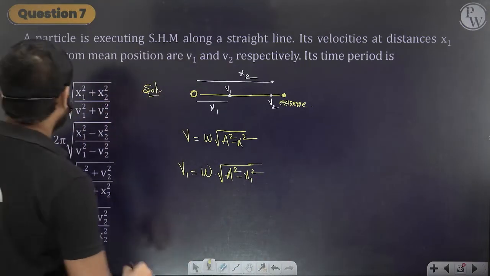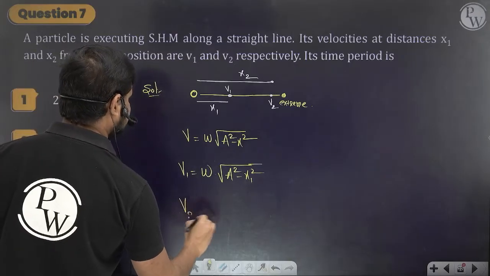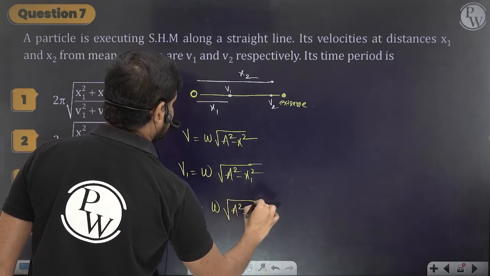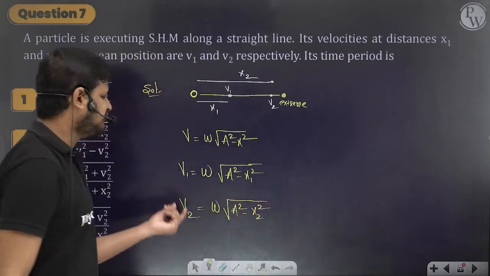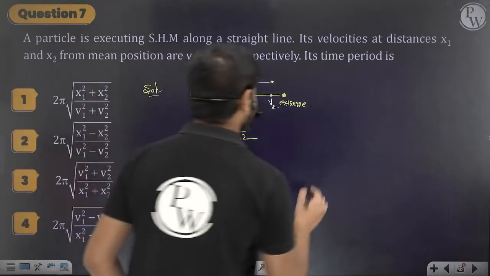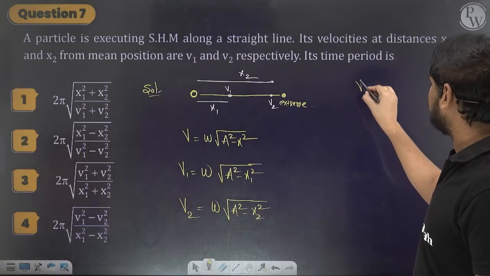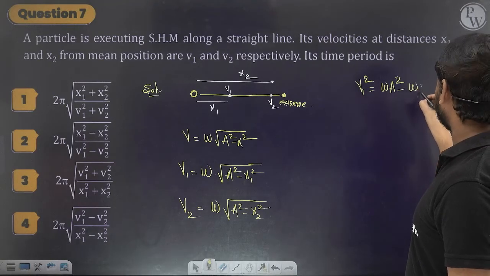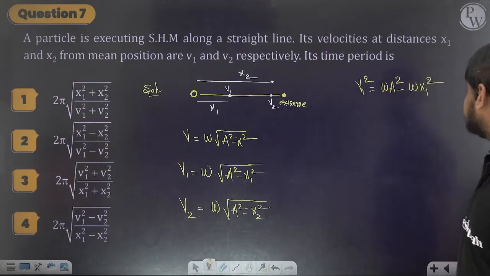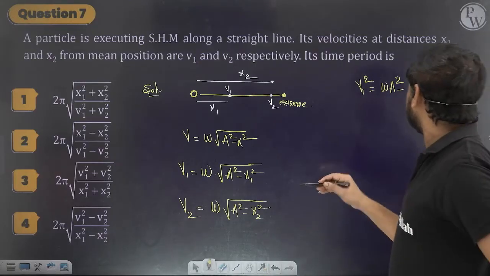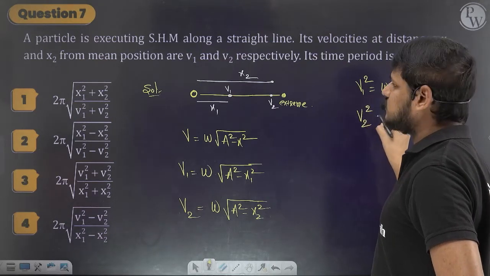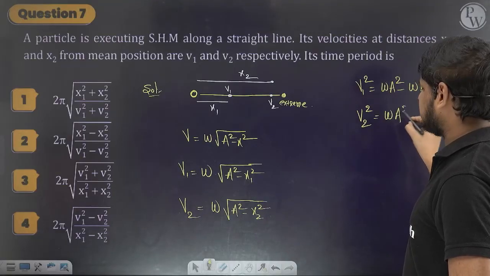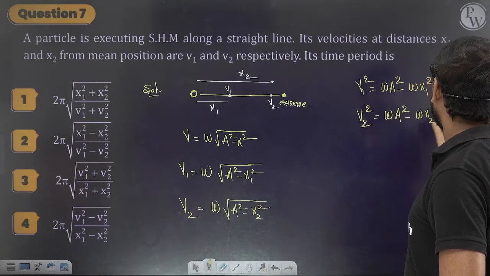So then what else do we need? The v2 is equal to omega into square root of a square minus x2 square, the velocity v2 at the x2 position. Let's do squaring on either side. Let's better use the v square formula only. So v1 square is equal to omega square into a square minus x1 square, and v2 square is equal to omega square into a square minus x2 square, right?